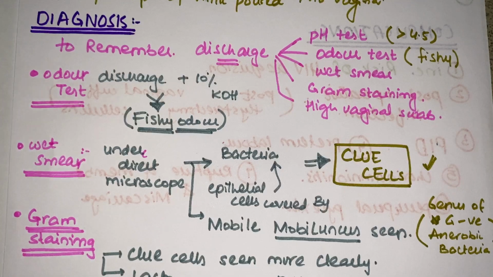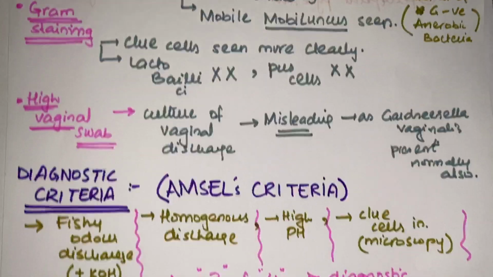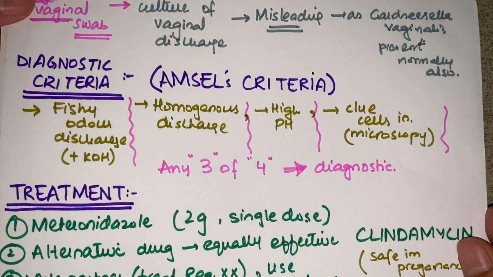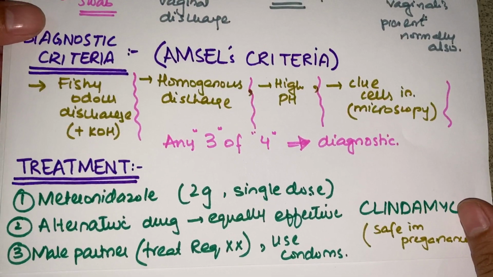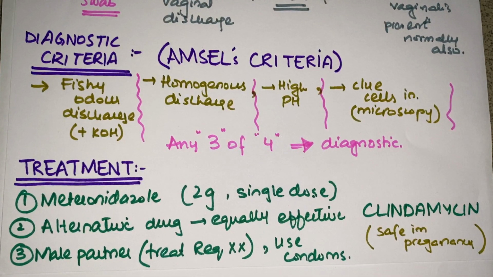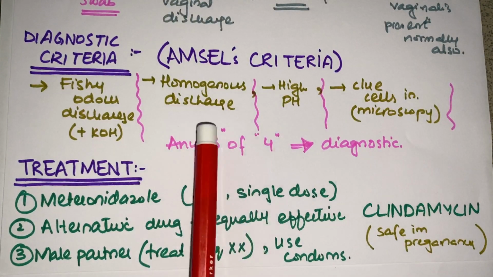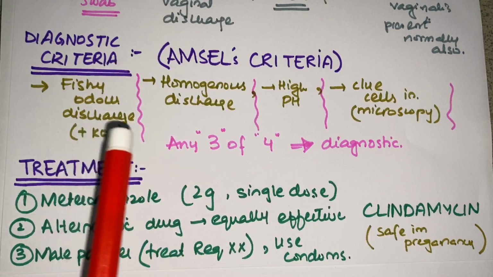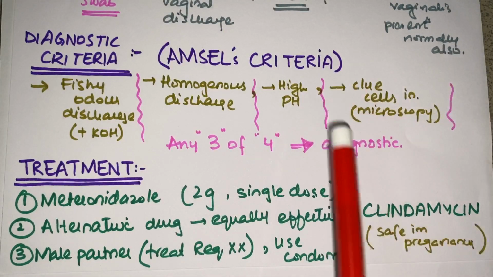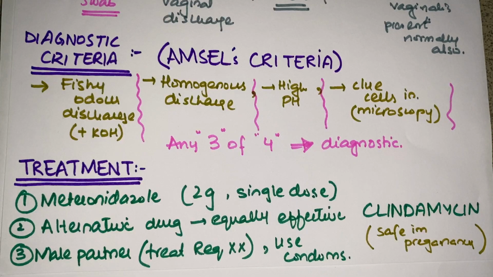Now moving on to a very important diagnostic criteria that is used nowadays, that is Amsel's criteria. Now this Amsel's criteria is commonly used nowadays, that of the 4 criteria which I'm going to tell you, any 3 out of the 4 criteria, if seen in a patient, we will label that patient as bacterial vaginosis. What are those criteria? Same we discussed before: homogeneous discharge, fishy odor of the discharge, high pH of the discharge, and clue cells in microscopy. Okay, moving on to the treatment.